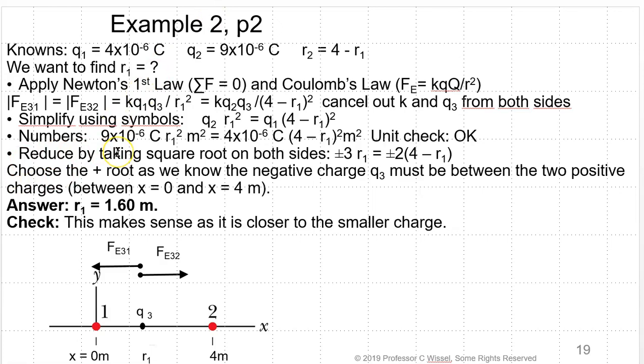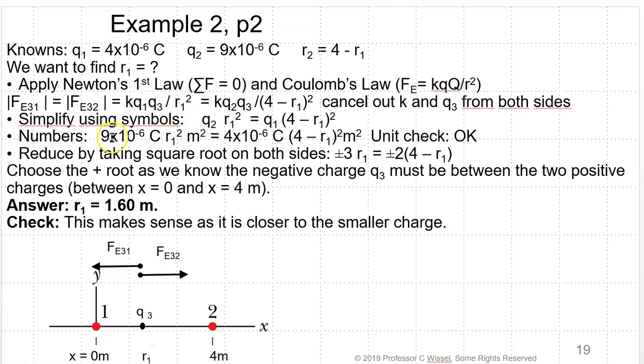Now you plug in the numbers. In this case, 9 times 10 to the minus 6 coulombs, with the units on them, times R1 squared, in terms of meters squared, equals 4 times 10 to the minus 6 coulombs times the quantity 4 minus R1 squared, meters squared. First thing I do is I check out the units. The units cancel out on both sides. That means they're equal, okay? Because the units have to be equal or equivalent on two sides of an equal sign. If they aren't, you're in trouble.